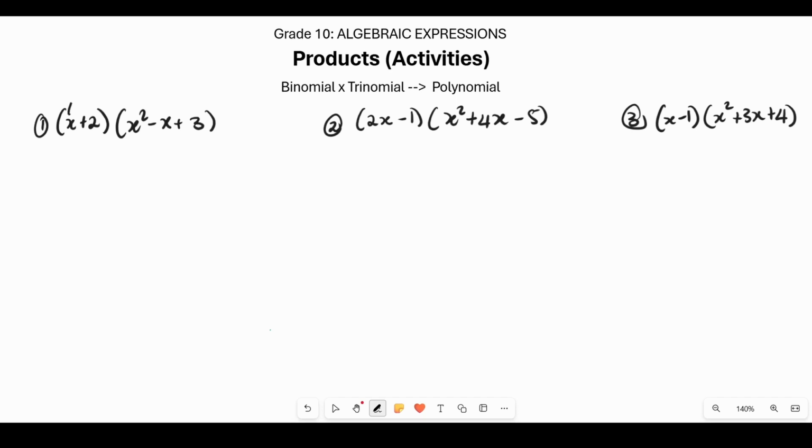So in this case, x multiplies that, x multiplies that, x multiplies that, then 2 multiplies that, 2 multiplies that, and then 2 multiplies that. So we're going back to the distribution property. In this case, what's going to be happening? x multiplied by x squared, you're going to get x cubed.